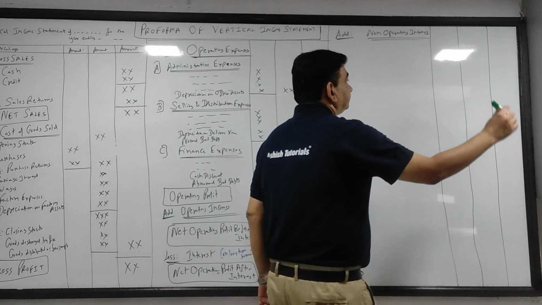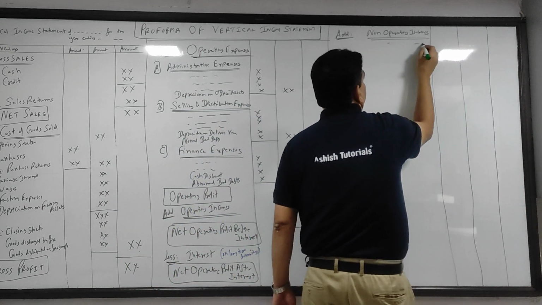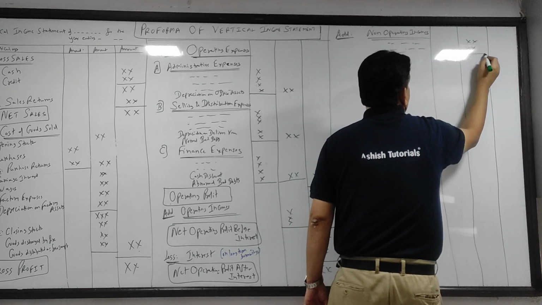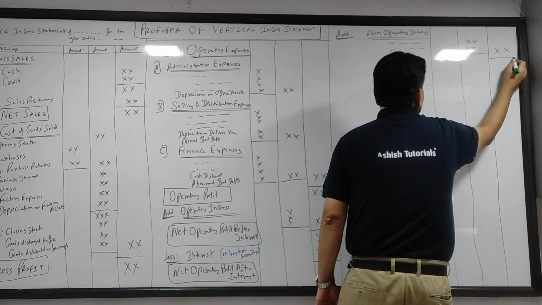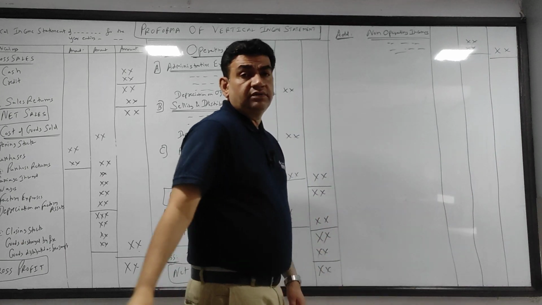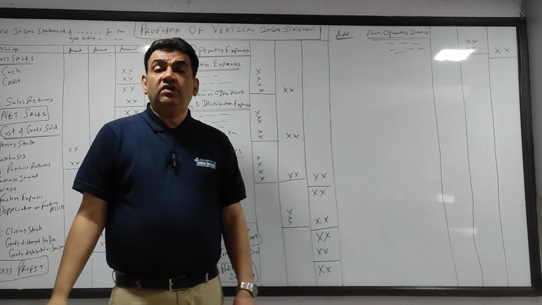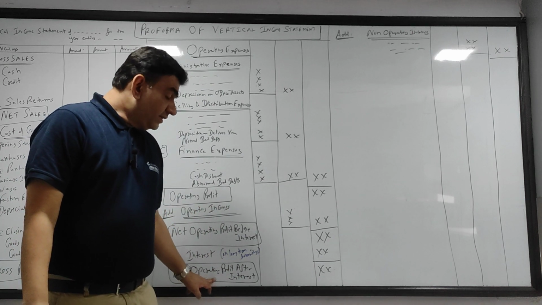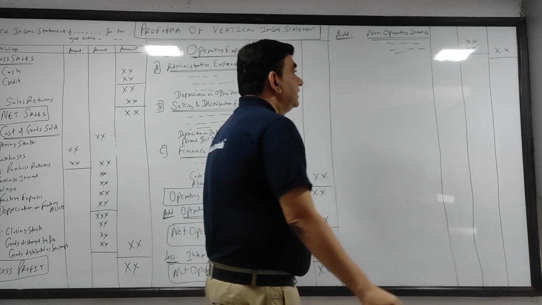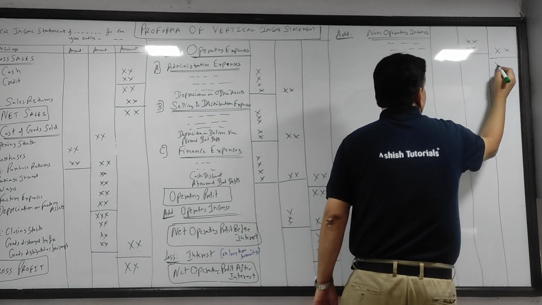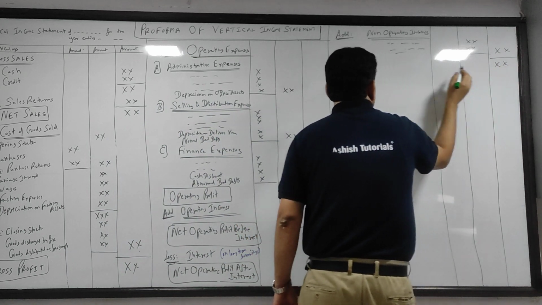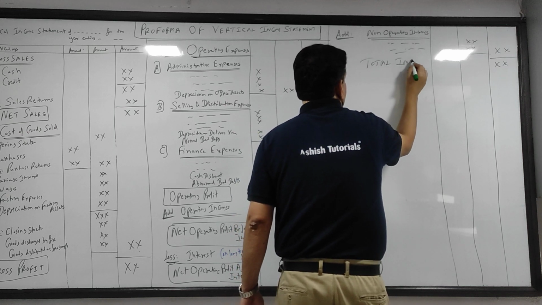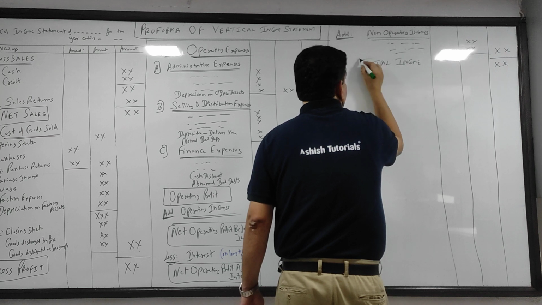So what you will do? You will put all of them in the second column and take the total in the third column. Now what you will do? Net operating profit after interest में net operating income को add करो. And after adding this, we will call it as total income.